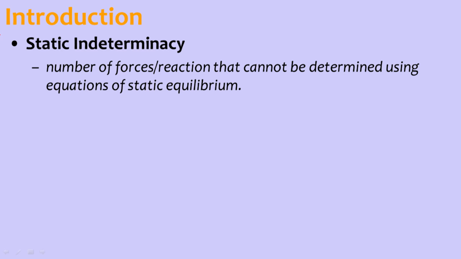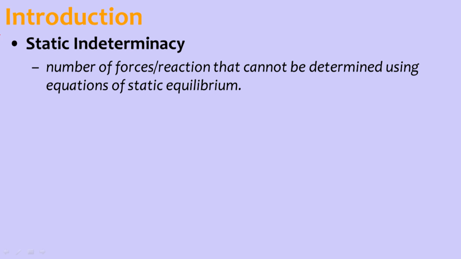First, what is static indeterminacy? As we all know, we have three equations of equilibrium. That is, the sum of all forces in the horizontal direction must be equal to 0, the sum of all vertical forces should be equal to 0, and the sum of all moments should be equal to 0. So these are three equations of equilibrium in static condition. Static indeterminacy means the number of forces or reactions that cannot be determined using the equations of static equilibrium.